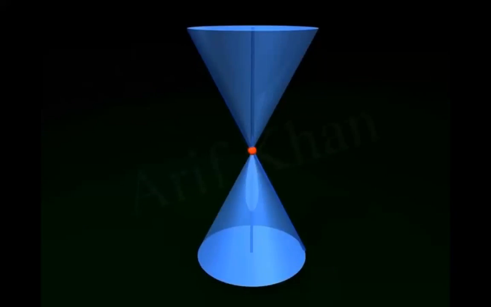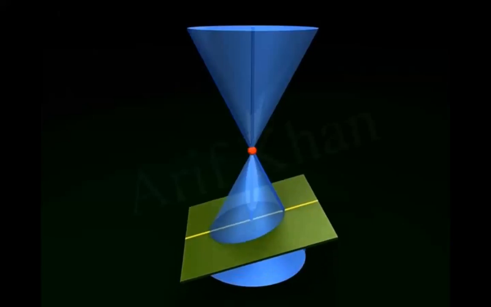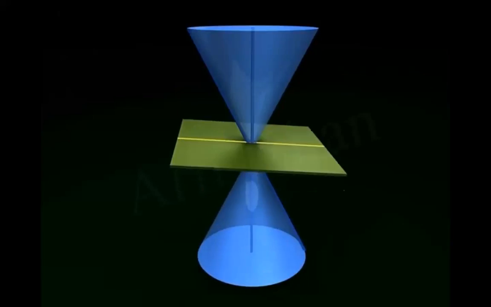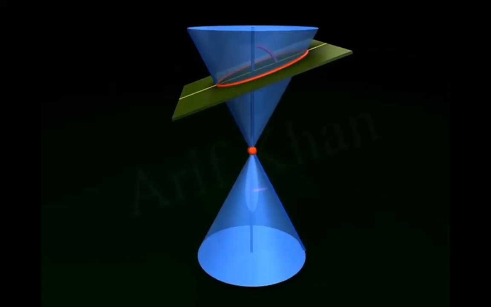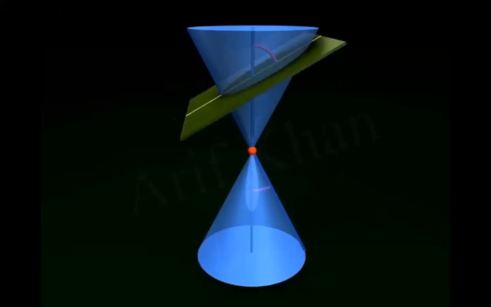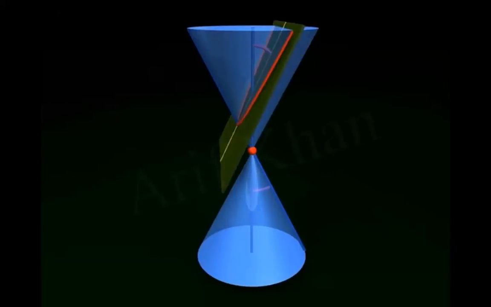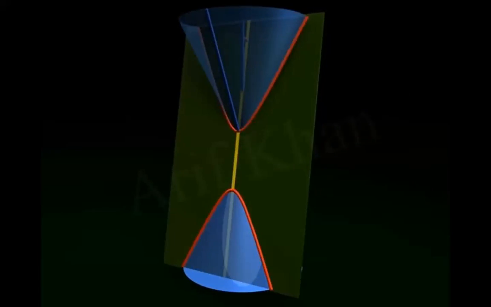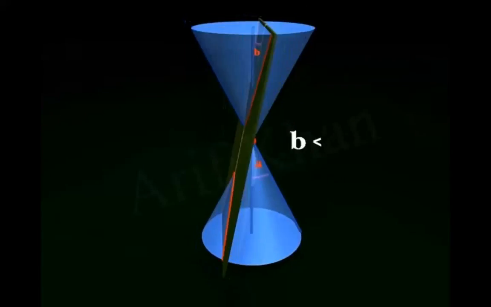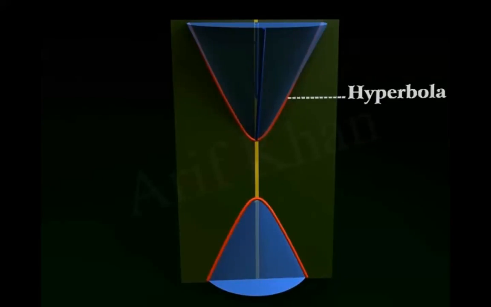Hyperbola. The plane intersects only one nappe of the double right circular cone as long as the angle between the plane and the vertical axis is greater than or equal to the vertex angle. However, if the plane intersects the vertical axis at an angle smaller than the vertex angle, the plane intersects both the nappes of the cone to form an open curve called a hyperbola, which has two disjoint curves.